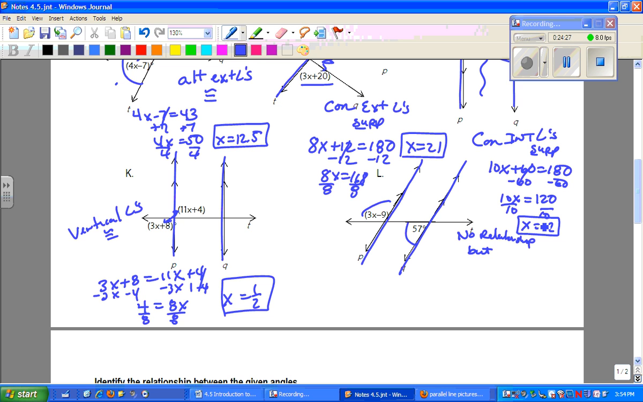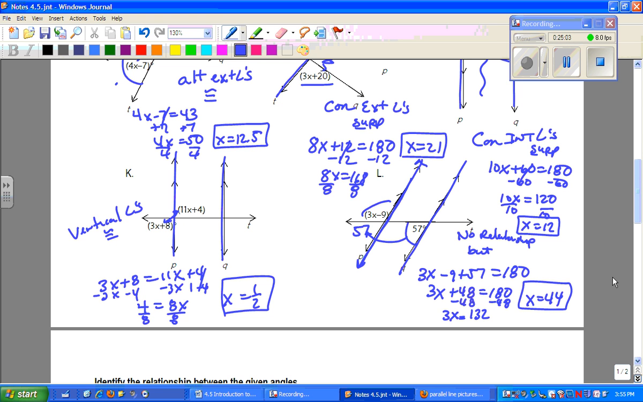But that doesn't mean you can't answer this question. Because what can I do? I can move the 57 over here and say, hey, these two angles are corresponding. And now look at this. These two make a straight line. So I can say, oh, wait a second. 3x minus 9 plus 57 is equal to 180. So 3x plus 48 equals 180. Subtract the 48 over, 3x is equal to 132. X ends up equaling 44.